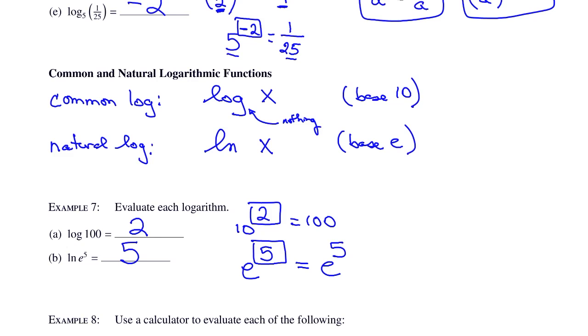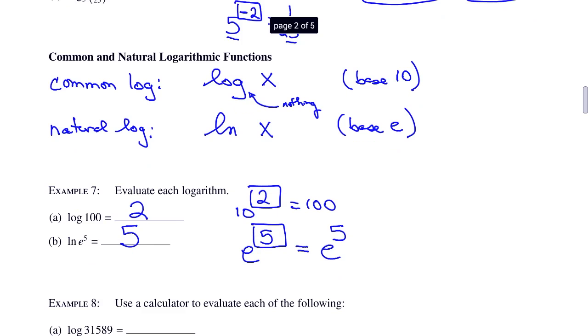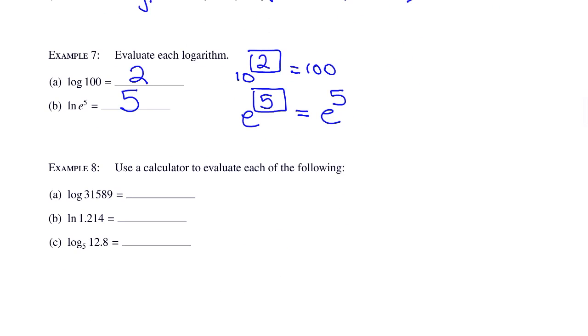We study these logs, the common log and the natural log, because primarily these are the two log functions that you have on your calculator. Let's take a look at example 8. Use a calculator to evaluate each of the following. Common log of 31,589. If you type that in the calculator, you get 4.4995.